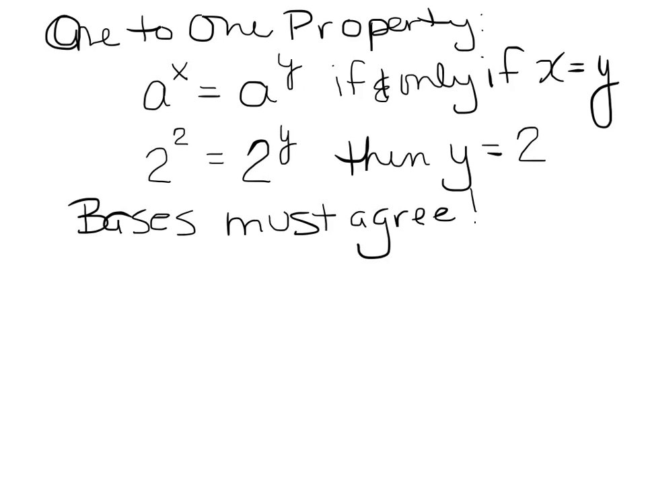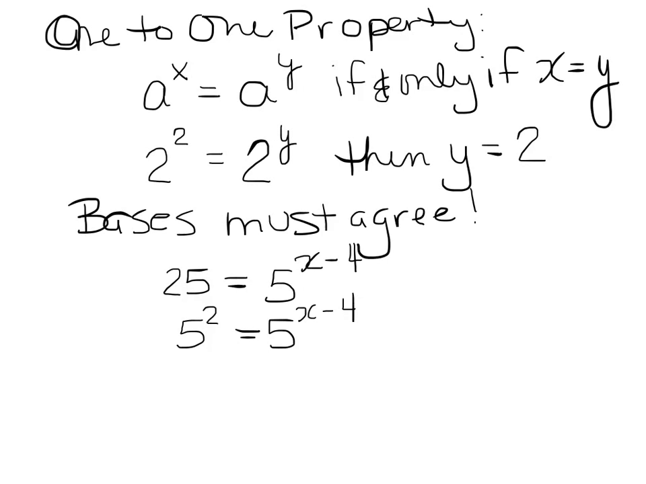So for example, what if I had 25 is equal to 5 to the x minus 4? Okay? Well, the bases don't agree. On the left I have 25 to the 1 power, and on the right I have a 5 to its exponent. So let's change the 25. I can call that a 5 squared. So that's going to equal 5 to the x minus 4. And from this, using the one-to-one property, it's easy to see. 2 is equal to x minus 4, and of course, x equals 6.